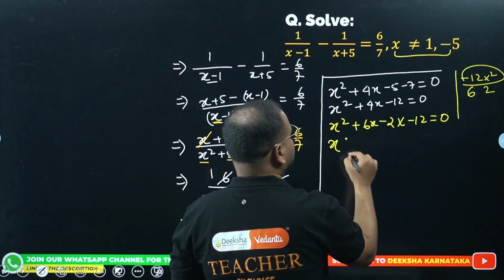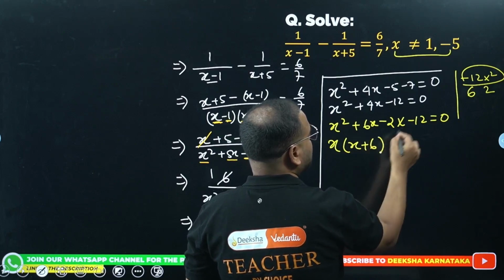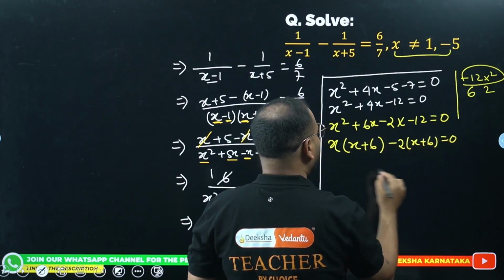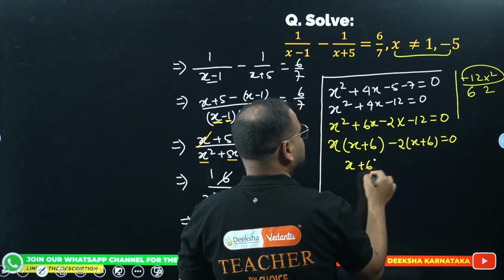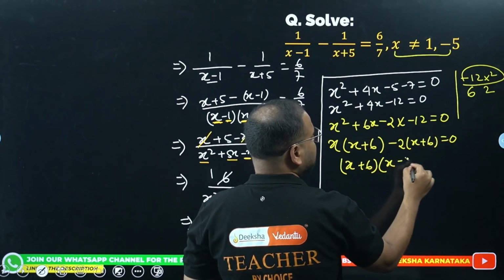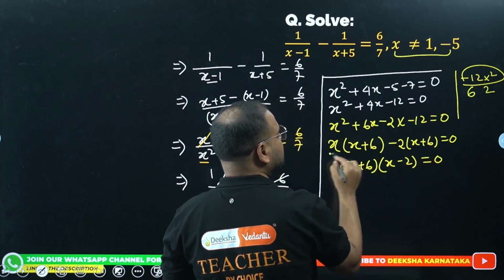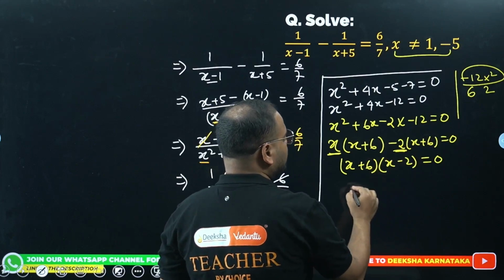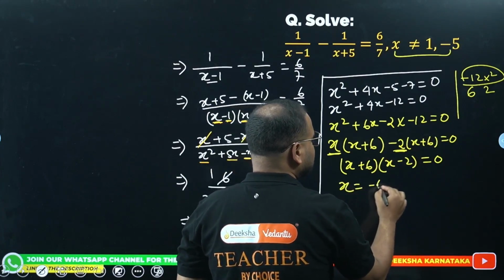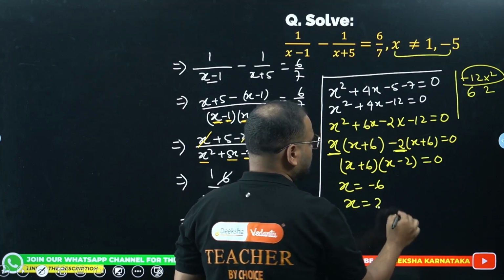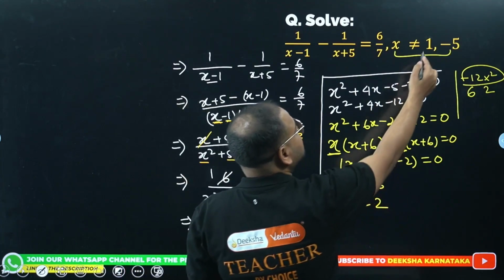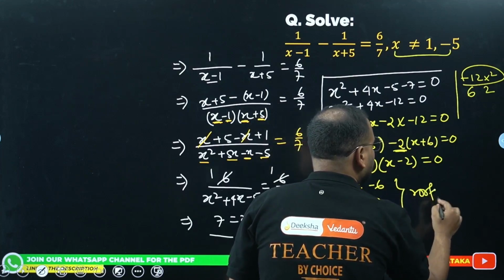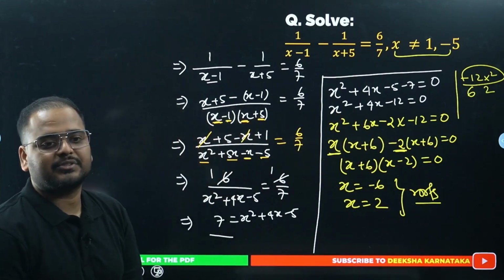Take common, x is common here, so x plus 6. What's common here? Minus 2. So again x plus 6 equals 0. What is my answer? X plus 6 will be taken common again. X minus 2 will be left. X is left in the first term and 2 is left in the second term with a minus sign. Equate them individually to 0. I get x as minus 6 and x as 2. Are these two answers same as these? Of course not. It means these are my roots of the quadratic equation.